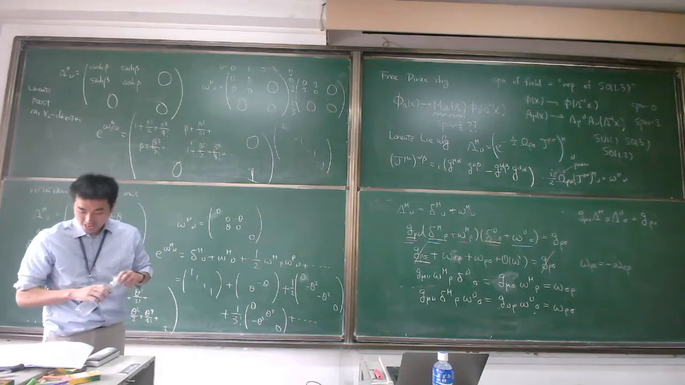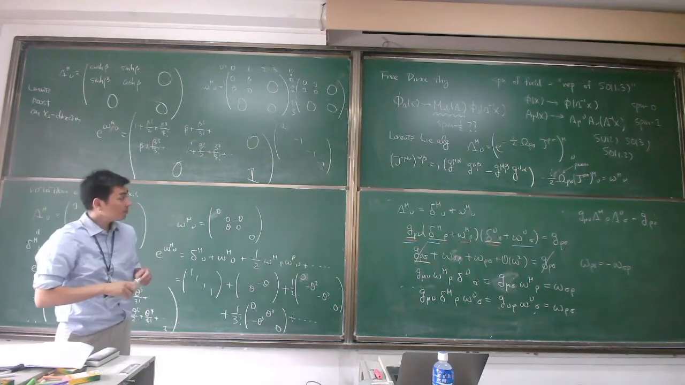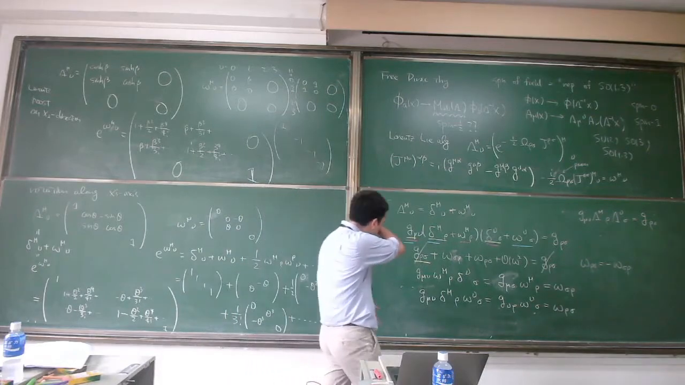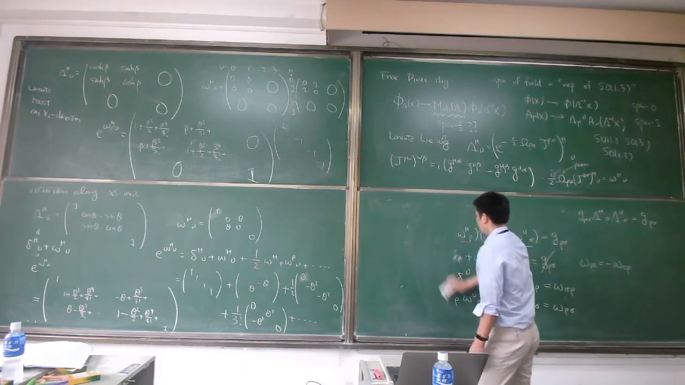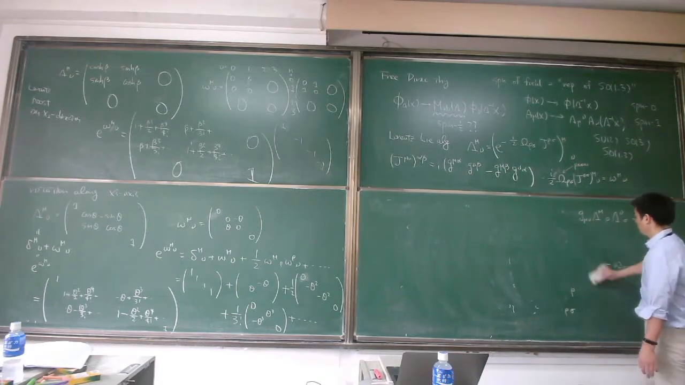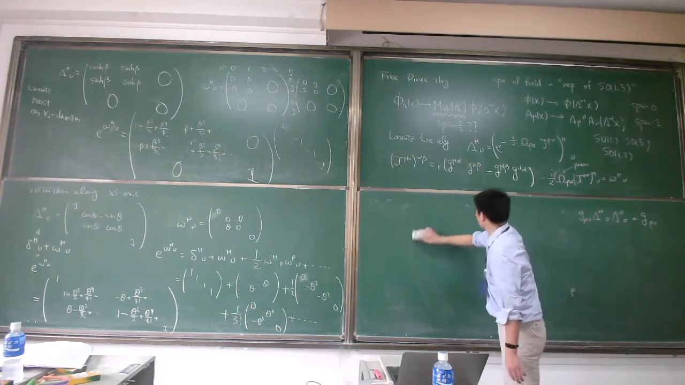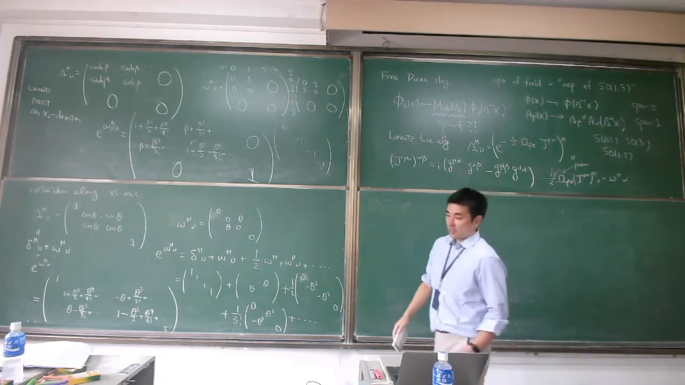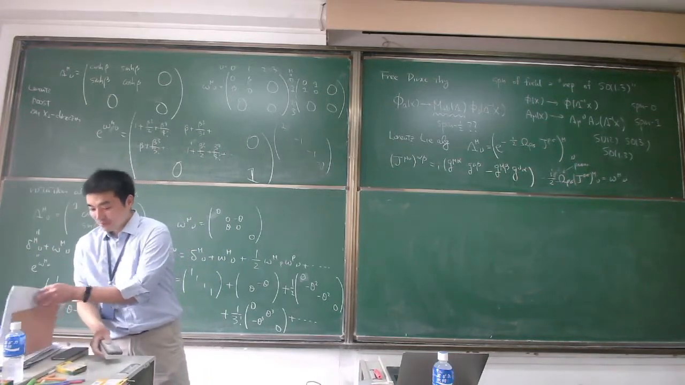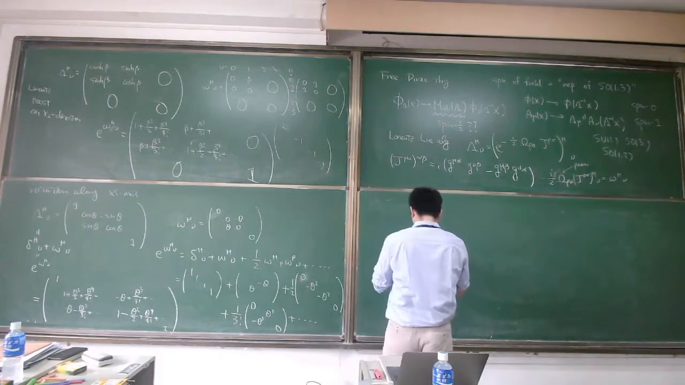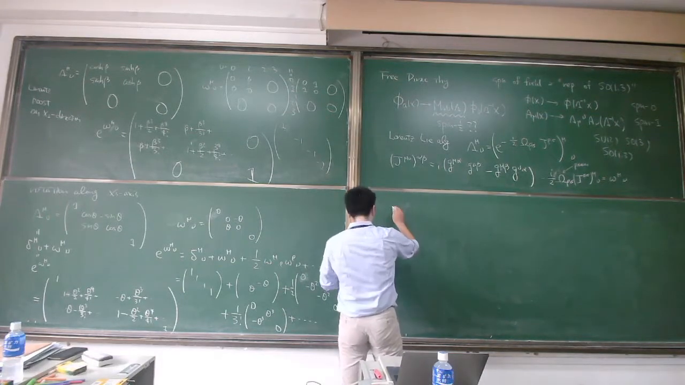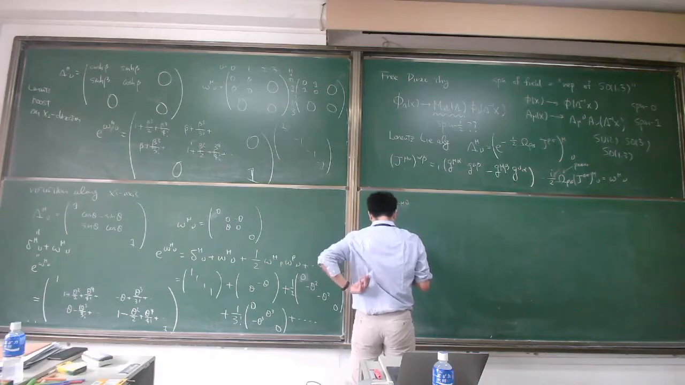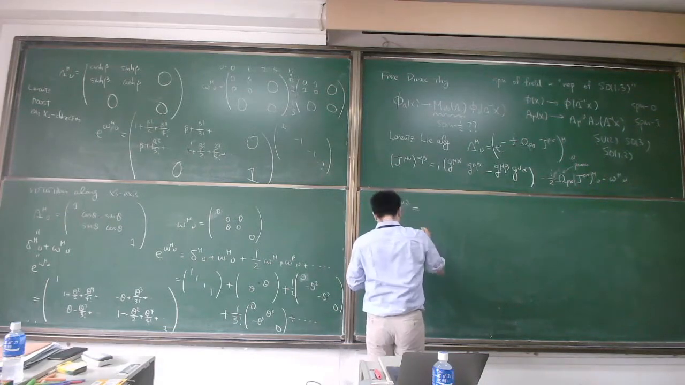Let me give you the Lie algebra. So this J mu nu can be understood as follows.